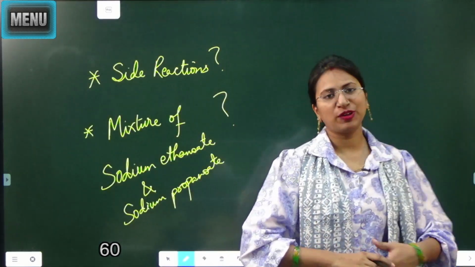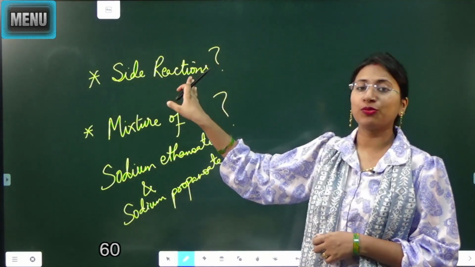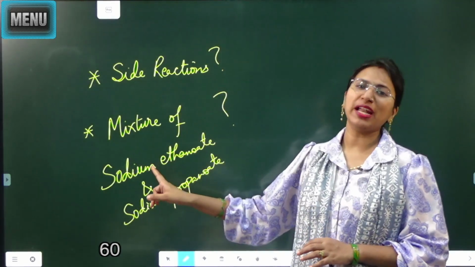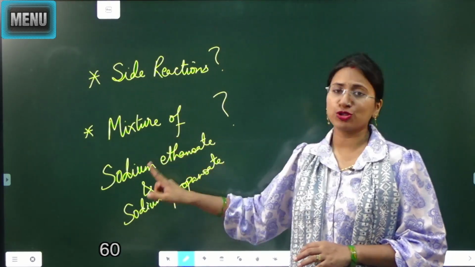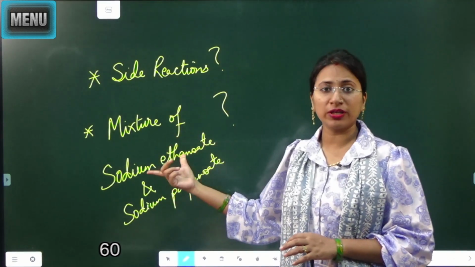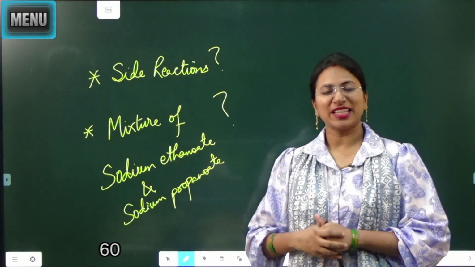Now, in the next video, we are going to discuss side reactions which might happen during this electrolysis process, and what will happen if we take a mixture of sodium ethanoate and sodium propanoate instead of only a particular sodium alkanoate.